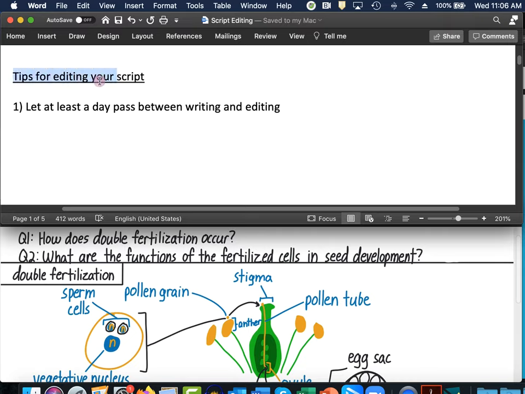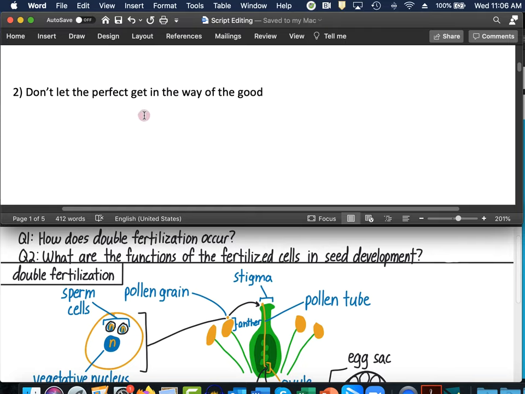So first, a few tips for just editing your script. After you've written your script, let at least a day pass between writing and editing. This is just a general editing tip. If you're too close to something or it's too fresh in your memory, it's hard to view it with a critical eye. So let at least a day pass between writing and editing if you can.